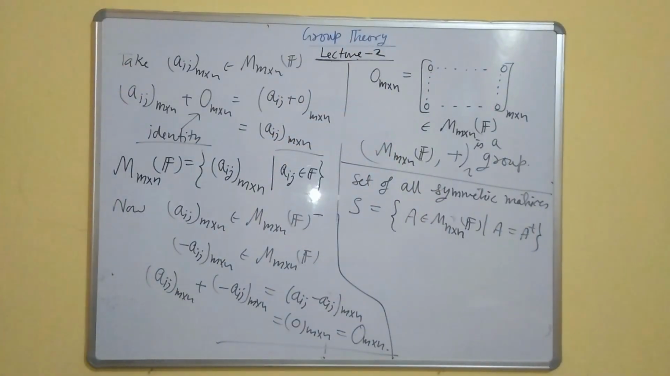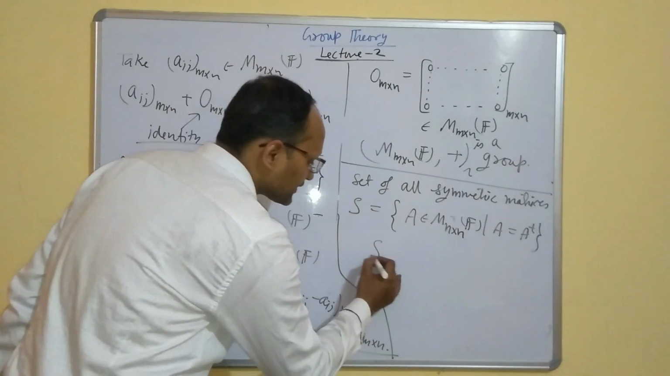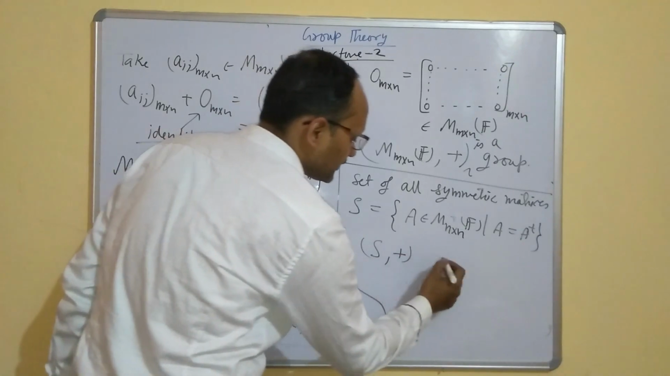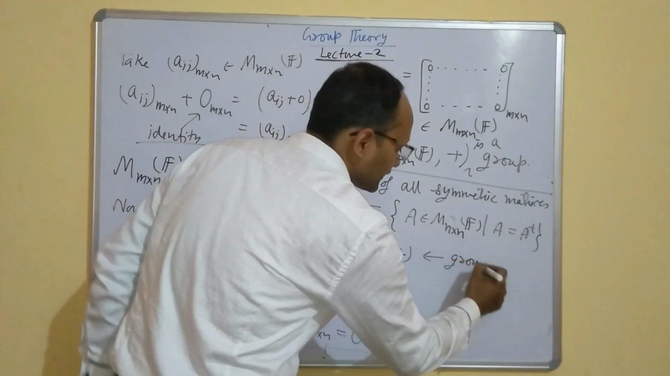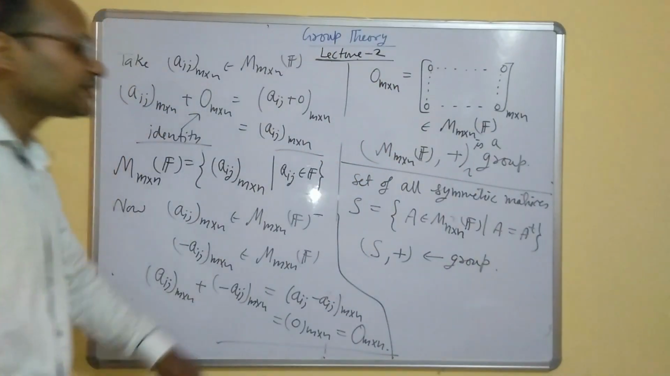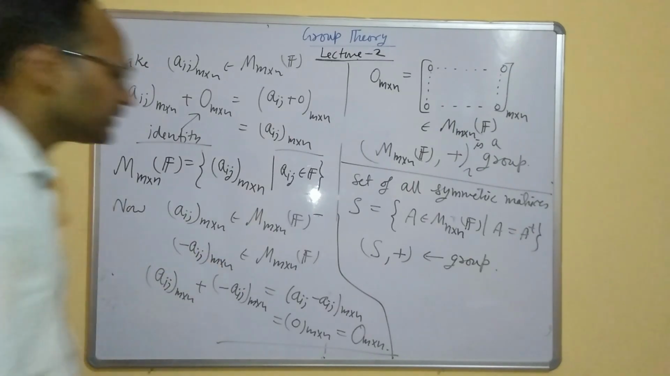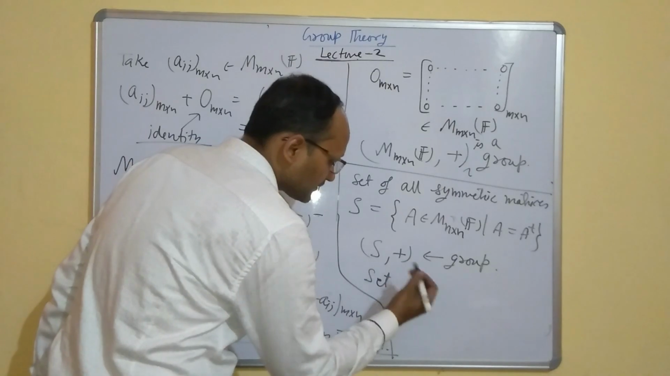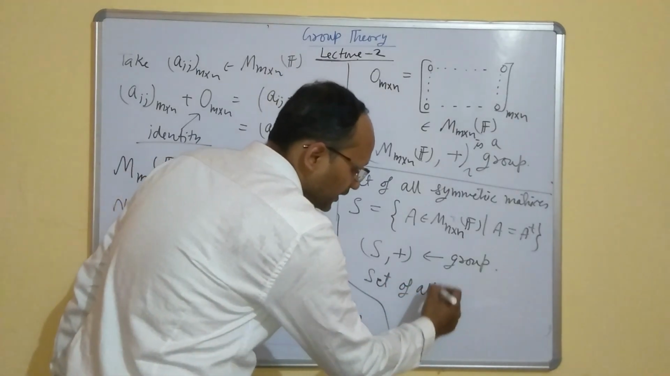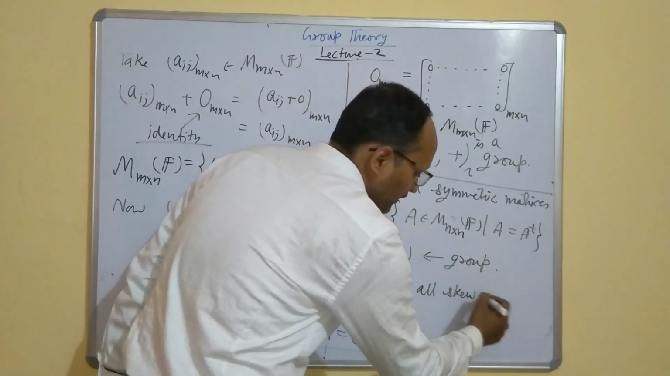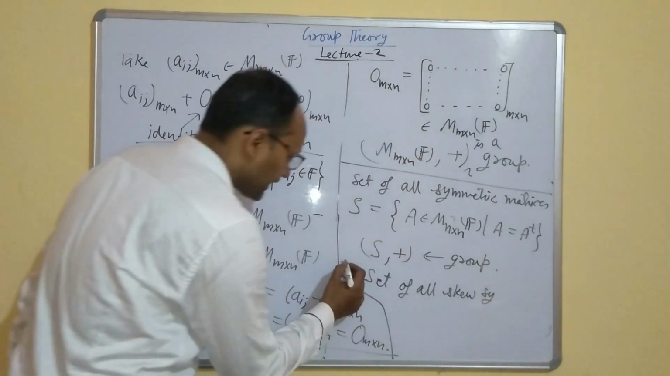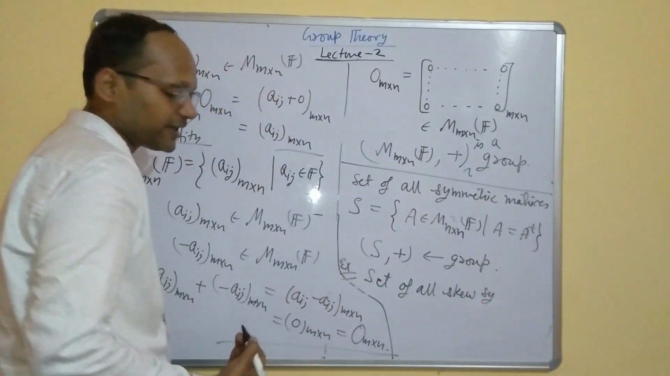the sum of two symmetric matrices is again a symmetric matrix, and I am leaving it as an exercise to show that this is a group. Similarly, the set of all skew symmetric matrices is a group. So this is an exercise for you to show that.